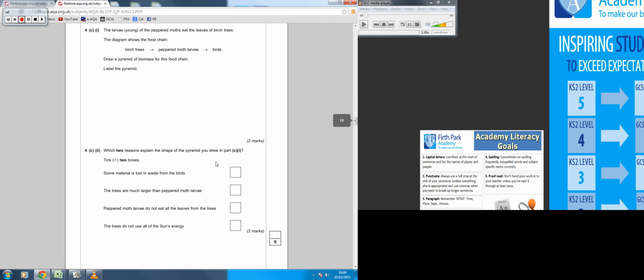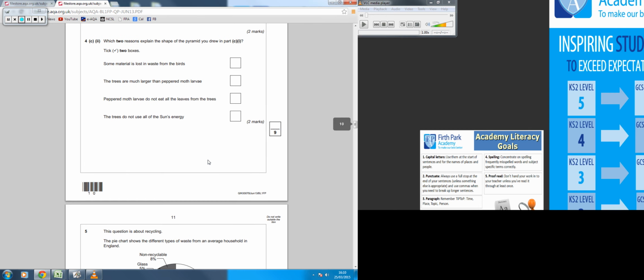We've now got a biomass question, and it does say label the pyramid. So think about how much stuff there is in each of these things. So we've got birch trees, they're just a type of tree, peppered moth larvae, and then birds. So think about your classic biomass pyramid, remember to label it. And then which two reasons explain the shape of the pyramid you drew in part C1?